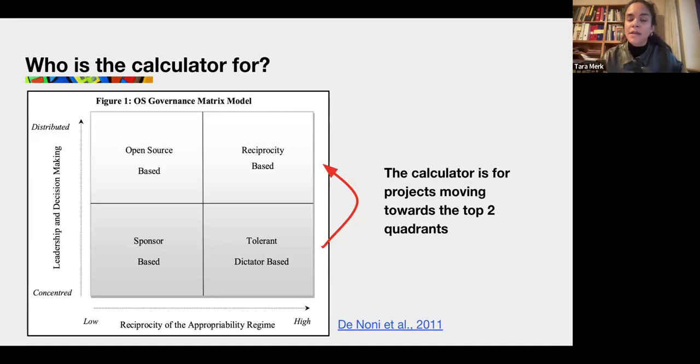versus, more in the top right corner, these reciprocity-based projects that are maybe more in line with the radical original open source sentiment that we sometimes associate with the Apache Foundation, right? They don't want any commercial appropriation happening. Some of them also refuse any institutionalization, but still are distributing governance and decision-making rights more broadly than we usually see in sponsor or BDFL-governed open source projects. So the calculator is really for any project that is currently in the bottom half of this quadrant and is looking to transition to the top.